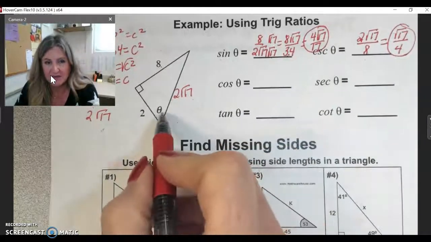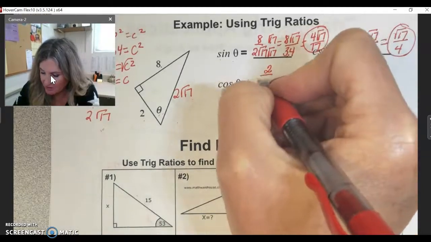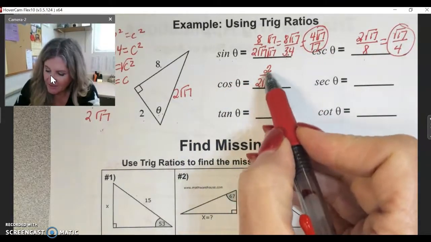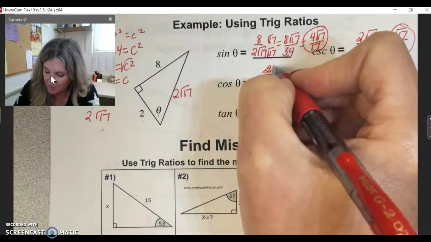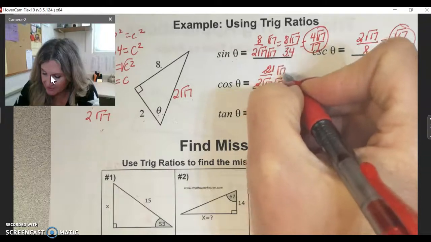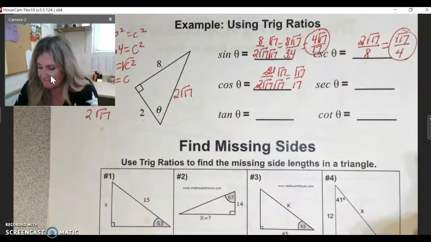For cosine of theta, that's going to be adjacent over hypotenuse, so that's 2 over 2 radical 17. Now I notice that these can be canceled. 2 divided by 2 is just 1, so I put a 1 on the top. And then I can do radical 17 over radical 17, and I'm going to get radical 17 over 17.